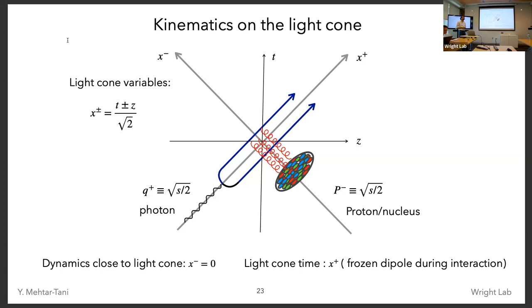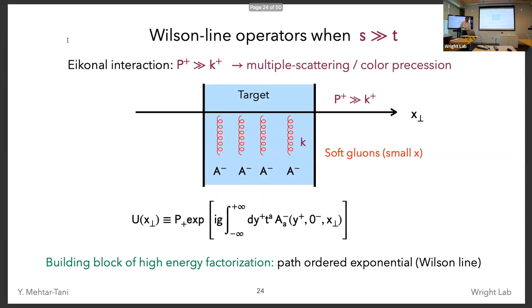Okay. Good. And to describe that, we need an object called the Wilson line. The Wilson line is basically just the building block of this type of dynamics in the eikonal limit, which is when s is much larger than t. When s is much larger than t, you need this object. And what this object is doing is simply resumming multiple soft interactions. It's just a color precession. So this quark doesn't move, it's frozen while traveling inside the target. The transverse coordinate doesn't change. There's no dynamics for the quark, but it will receive a color phase, which is encoded in this Wilson line. What it does is just leading to color precession, but it resums multiple scatterings.